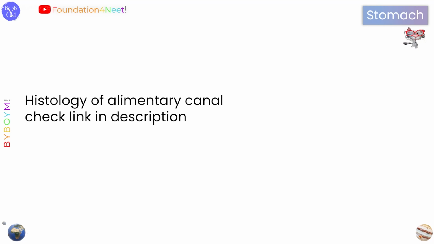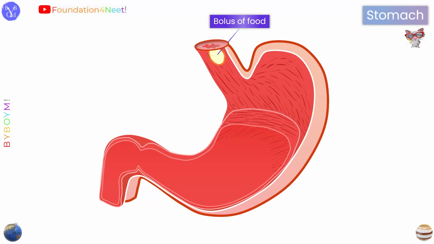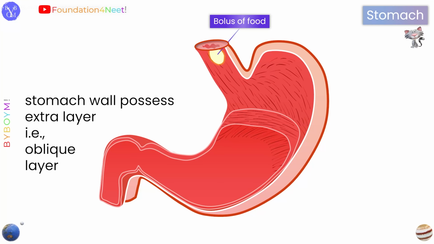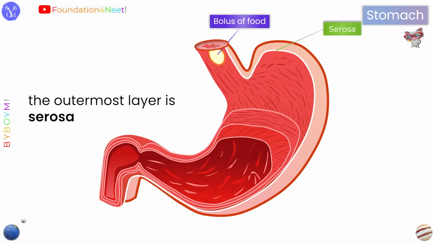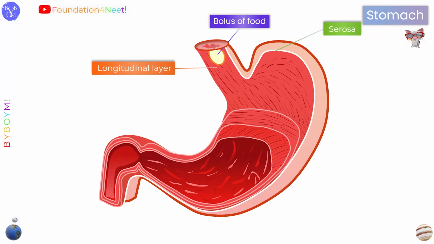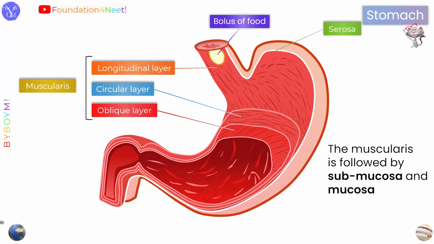You may remember that in histology of the alimentary canal, we studied the 4 different layers of the alimentary canal. The stomach wall is also made of 4 layers but has an additional oblique layer. The outermost layer is serosa, which is followed by the longitudinal layer, then the inner circular layer and the last oblique layer. Together, the longitudinal layer, the circular layer and the oblique layer are part of the muscularis. The muscularis is followed by submucosa and mucosa.